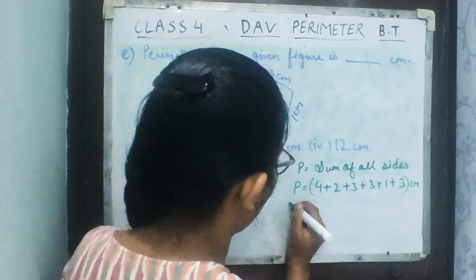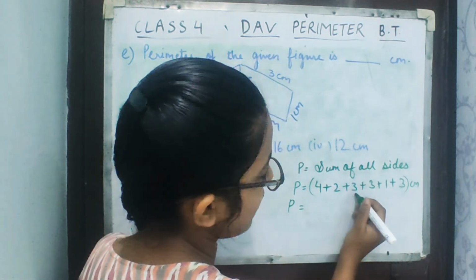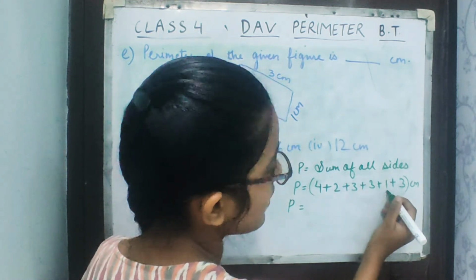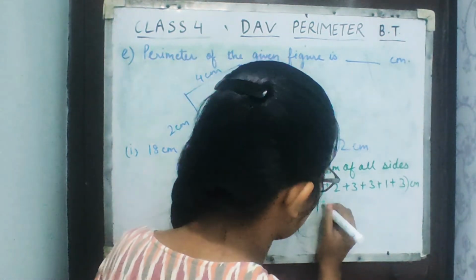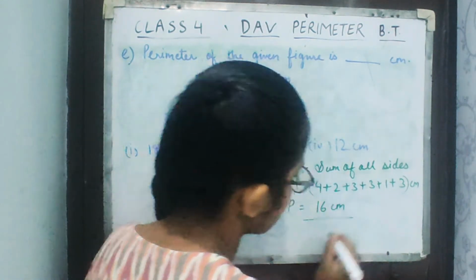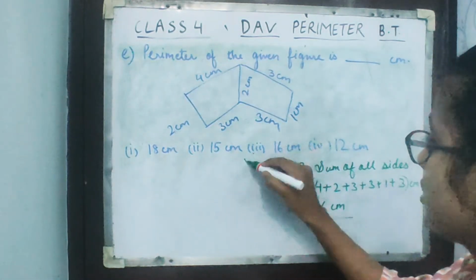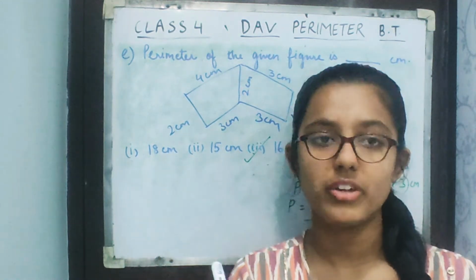Okay, so our now perimeter will be what? 4 plus 2, 6, 6 plus 3, 7, 8, 9, 9 plus 3, 10, 11, 12, 12 plus 1, that is 13, and 13 plus 3 is 16. So our correct answer is perimeter is equals to 16 centimeter. So our correct option is the third one, that is 16 centimeter. Okay, so we have completed with our question 1.